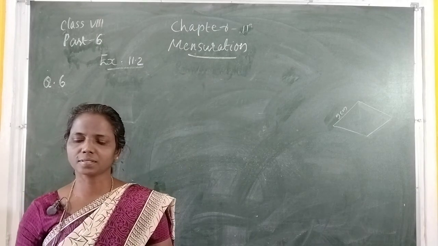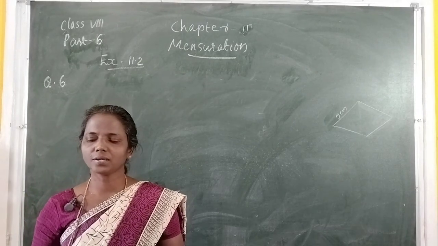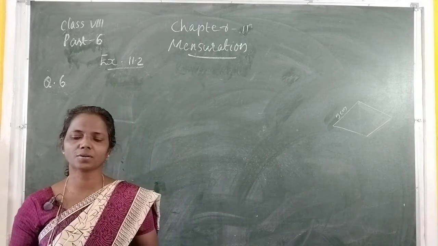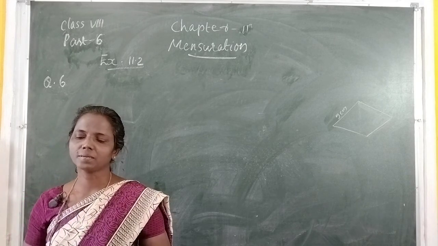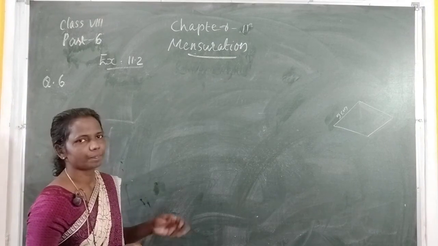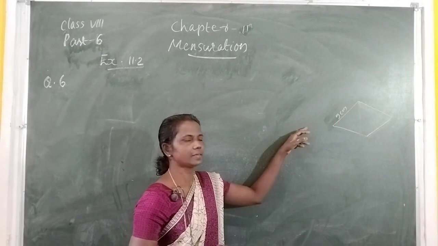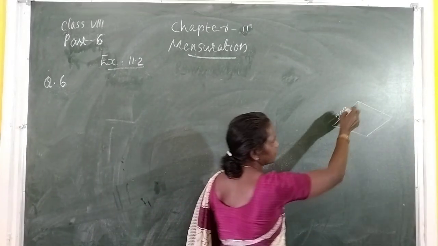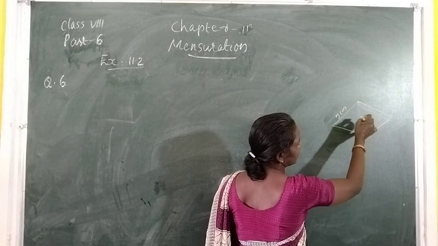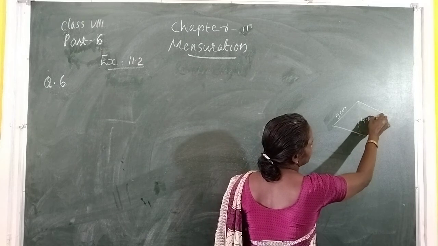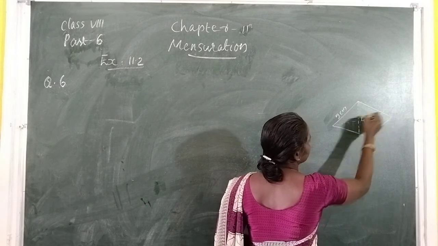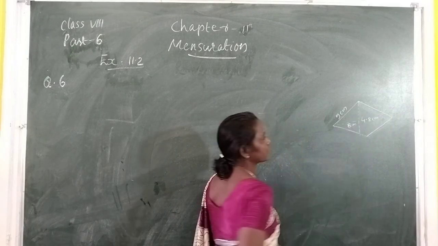Question number 6. Find the area of a rhombus whose side is 5 cm and whose altitude is 4.8 cm. If one of the diagonals is 8 cm long, find the length of the other diagonal. Here we have a rhombus, one side and its altitude. Altitude means from the vertex to this side, 4.8 centimeter altitude, and one diagonal. What is the one diagonal? It is 8 centimeter.